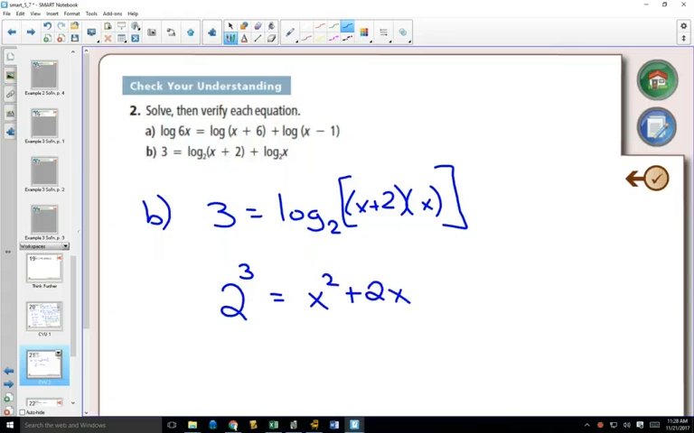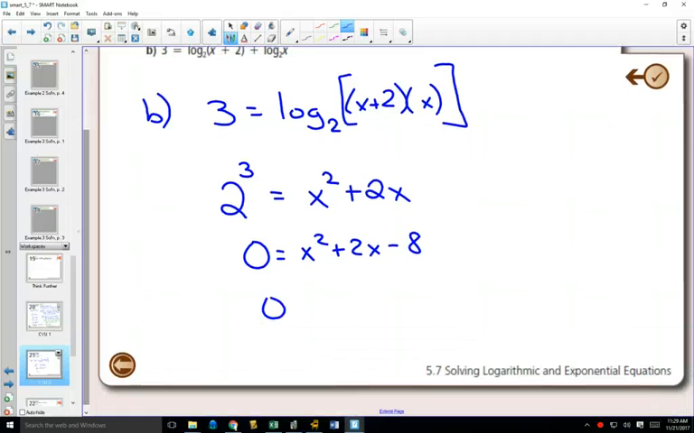If I distribute and multiply the x plus 2 times x, I get x squared plus 2x. Once you've changed it to exponential form, your x will be in a way that you've solved before. This is a quadratic equation. How do you solve quadratic equations? You make one side equal to 0. We factor. This one factors nice.